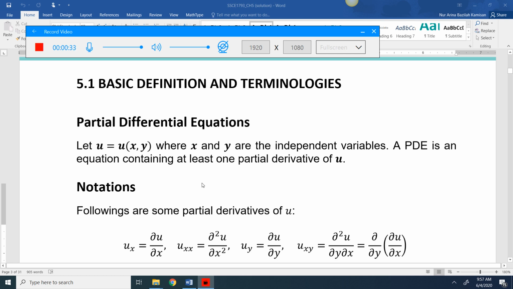So what is a partial differential equation, or the short form PDE? It is when you have an equation, let's say u equals u(x,y), meaning u has variables x and y, and x and y are independent variables. So a PDE is an equation containing at least one partial derivative of u, meaning we differentiate u at least one time with respect to x or y.